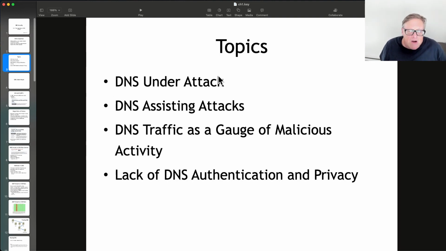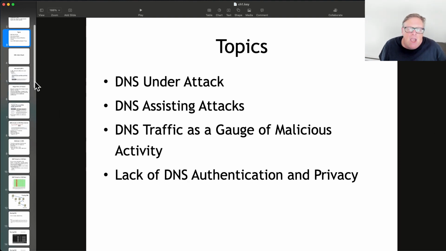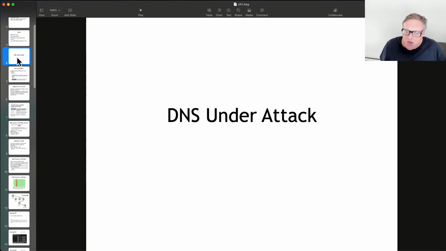And so we'll talk about these topics. DNS can be attacked itself. It can assist attacks. It can be used to detect people when people are attacking you, and we'll talk about the intrinsic limitations of DNS. It has some privacy risks involved with it, pretty serious ones.